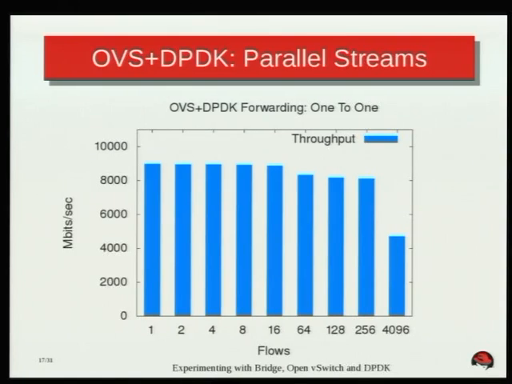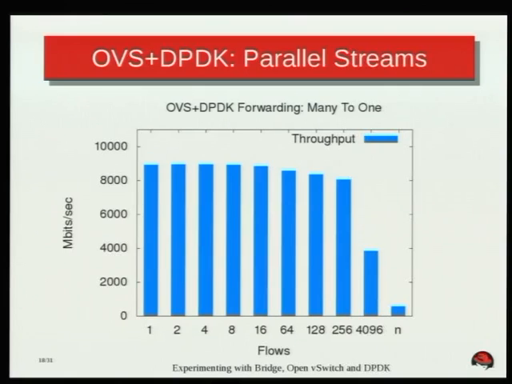Let's see OVS plus DPDK. So OVS is now running using DPDK ports. It doesn't matter the number of flows, at least up to 16, we have line rate speed. And this is one of the things that calls attention for DPDK. We can have close to line rate speed with a single flow. And with more flows, we stay at the same numbers. So it's close to line rate. And this is one-to-one.